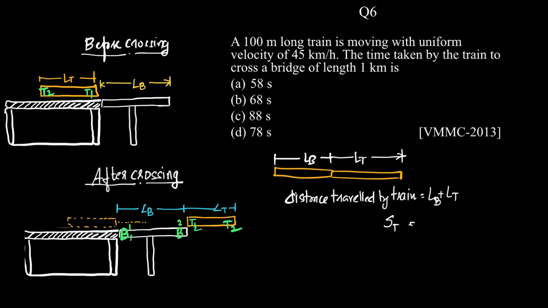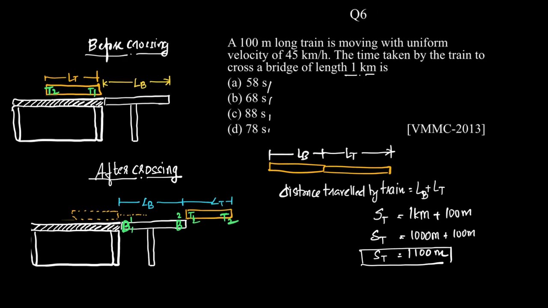What is LB? This length of bridge is given to be 1 kilometer. Okay, units are not matching, so let us use, since it is second, we'll convert all to meter per second. So 1 kilometer plus what is length of train? Train is given to be 100 meter. So distance traveled by the train is 1 kilometer, which is 1000 meter plus 100 meter. So length traveled by train is 1100 meter.